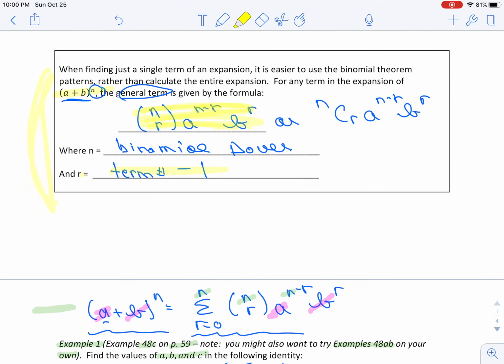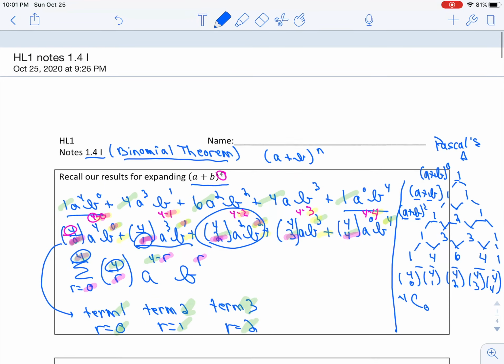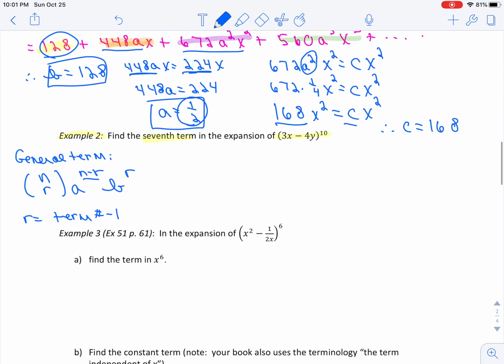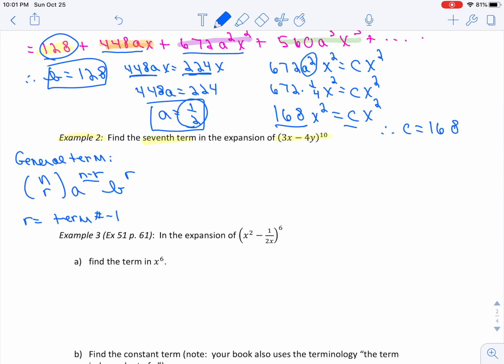Remember that our value of r is always 1 less than the term number. I always remember this by thinking about if I want term number 1, the value of r is 0. We can see that right here. So I have to subtract 1 from the term number to get the r value. If I want the 7th term, then r is going to be 7 minus 1, which is 6. And make note of the fact that n is equal to 10.